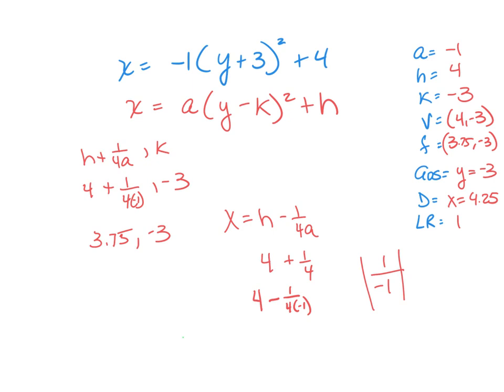comma -3. The axis of symmetry is y equals K, so it's y equals -3. The directrix is x equals 4.25. When we put it in this formula right here, we get a -1/4, which is +1/4 plus the 4. And the latus rectum is the absolute value of 1 over A. So the absolute value of 1 over -1 is 1. And we get all the parts of the parabola.